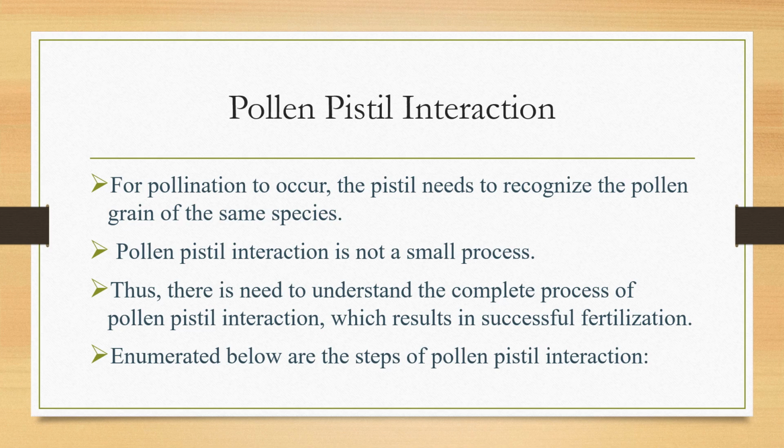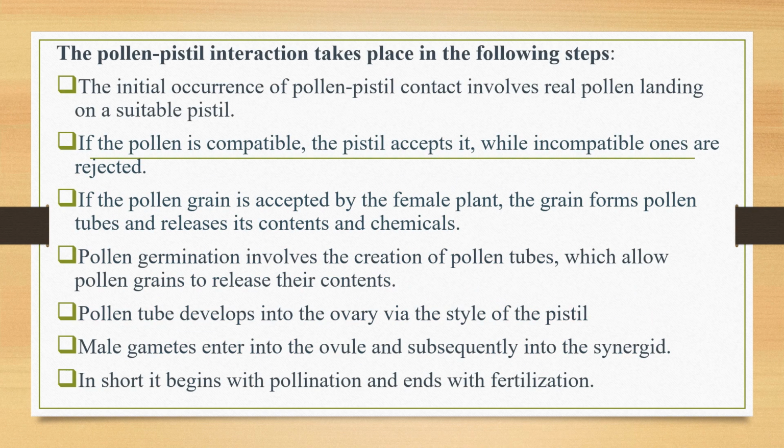Pollen-pistil interaction is not a small process. One needs to understand the process of pollen-pistil interaction, which ultimately results in successful fertilization. What are the various steps? First step is landing of pollen grain onto the pistil. If the pollen is compatible, the pistil accepts it, while incompatible ones are rejected.